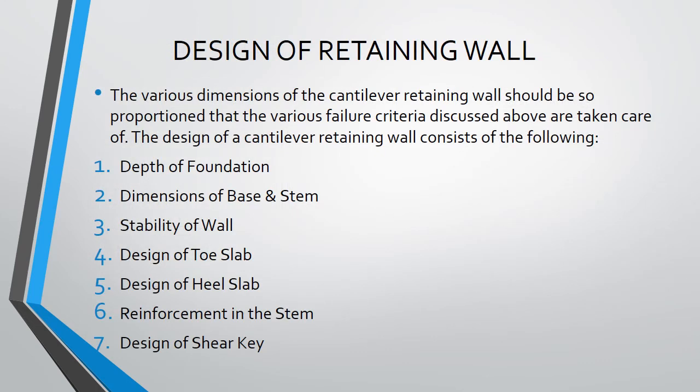Coming to the design of retaining wall. The various dimensions of the retaining wall should be so proportioned that the various failure criteria discussed above are taken care of. The design of retaining wall consists of the following steps. First step includes the depth of foundation. Second step, dimensions of the base and stem are found out. The stability of the wall is analyzed for the dimensions, and the overturning and sliding failure conditions are analyzed, and also the base pressure failures.